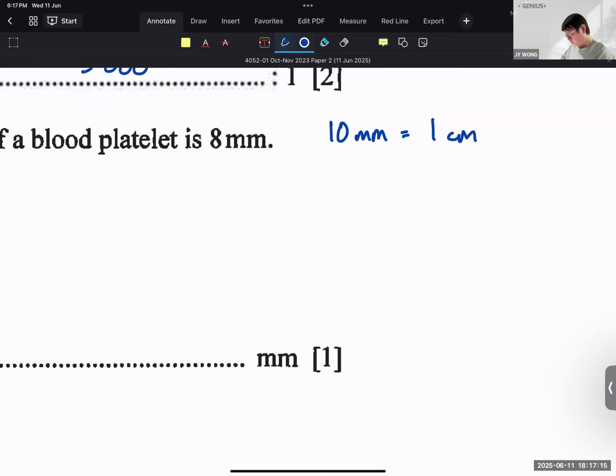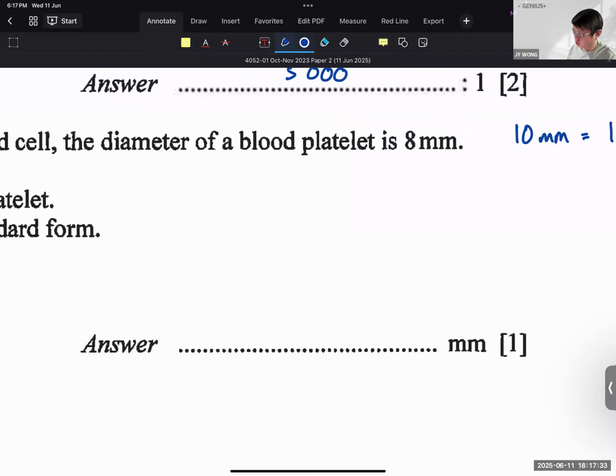Okay? And it stands to reason because millimeter means out of 1,000, right? Milli means 1 out of 1,000. Centi means out of 100. So out of 100 and out of 1,000, obviously the difference is 10 times. All right. But the question actually doesn't require you to know the conversion.